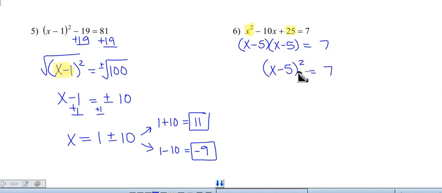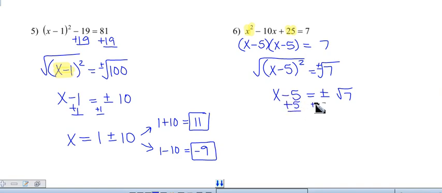And if you can write them as a single parentheses squared, you can take the square root of both sides and get rid of that square. Now I have x minus 5 equals plus or minus the square root of 7. The final step would be to add 5 to both sides. So x equals 5 plus or minus the square root of 7.